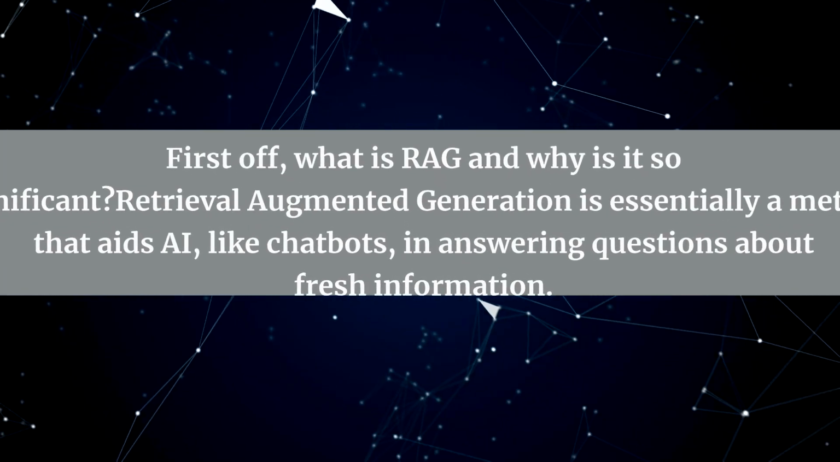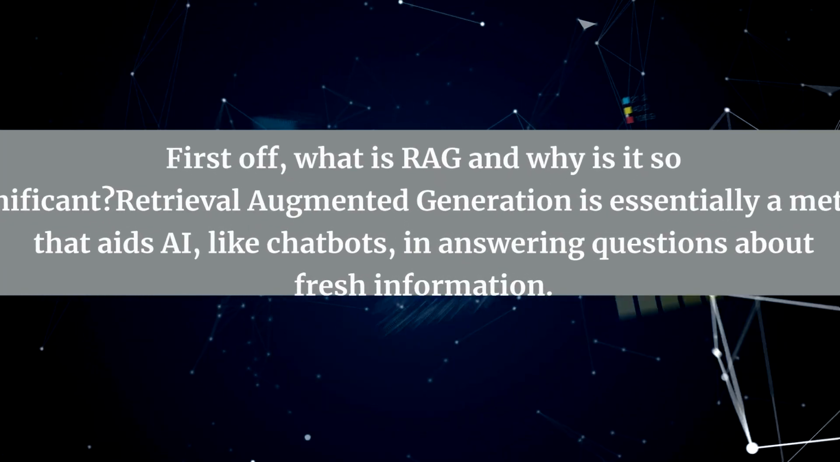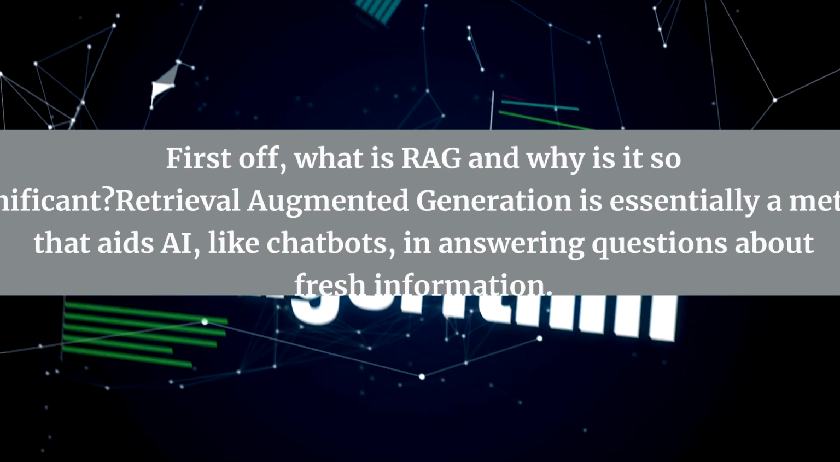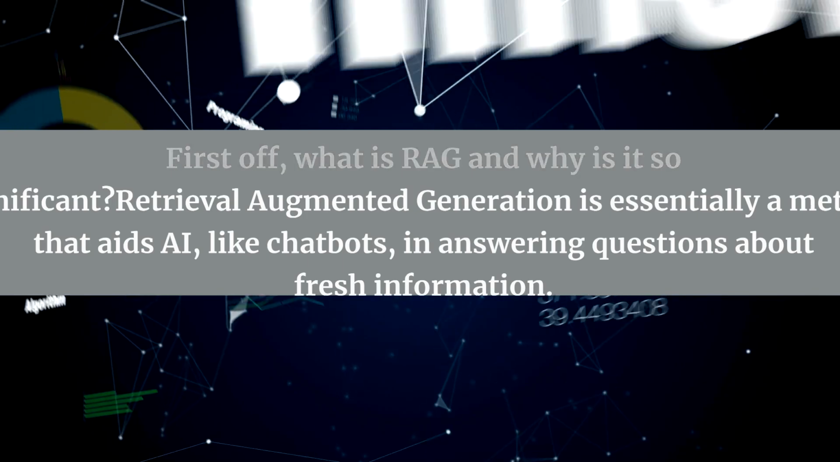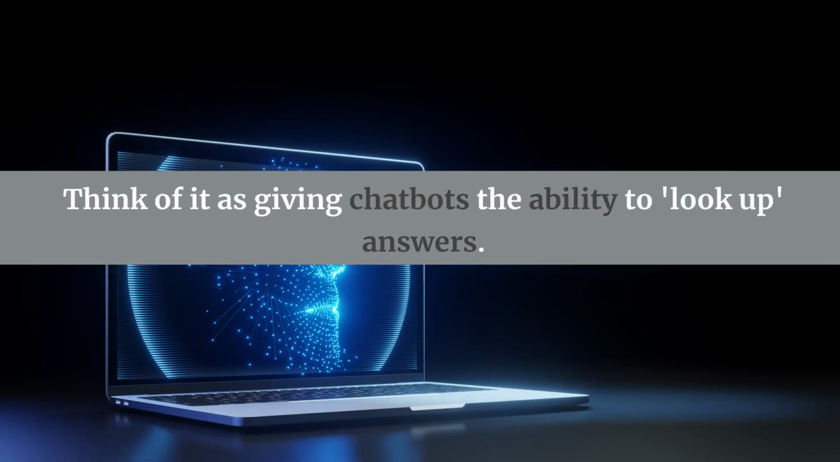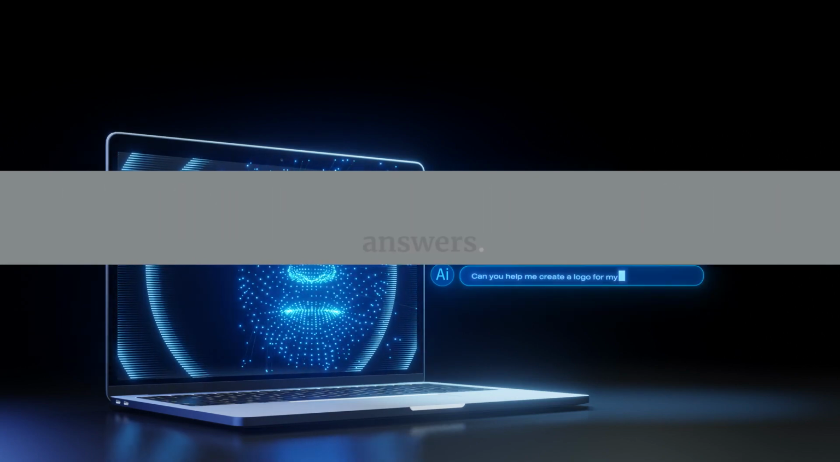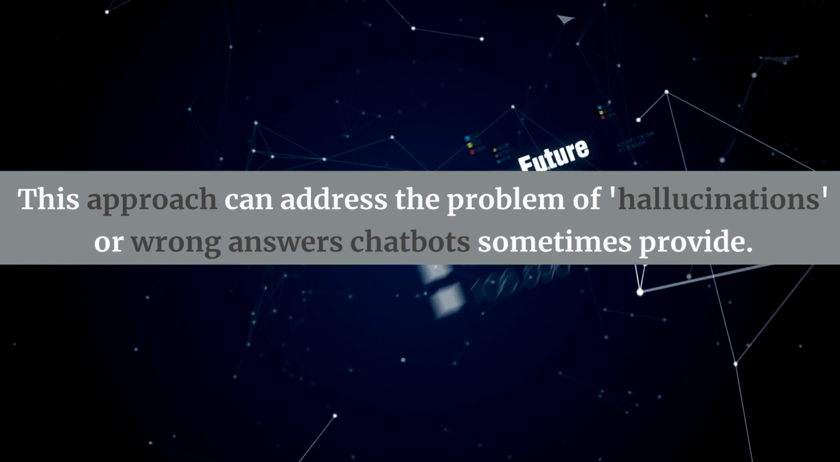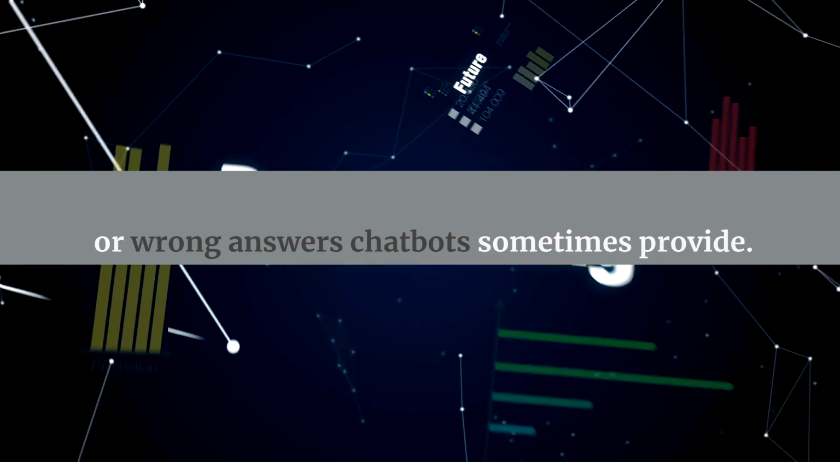First off, what is RAG and why is it so significant? Retrieval Augmented Generation is essentially a method that aids AI, like chatbots, in answering questions about fresh information. Think of it as giving chatbots the ability to look up answers. This approach can address the problem of hallucinations or wrong answers chatbots sometimes provide.